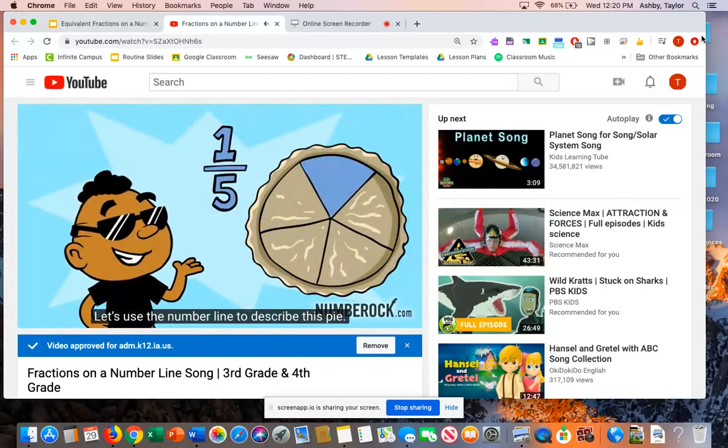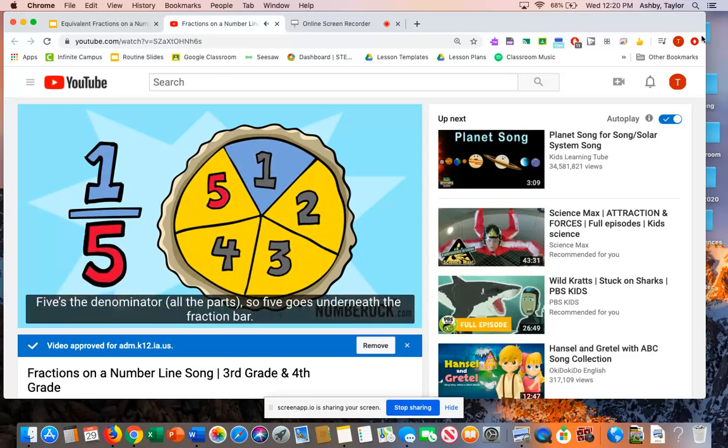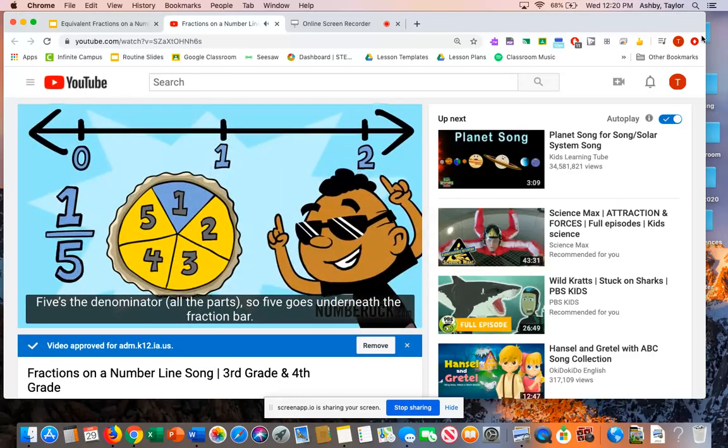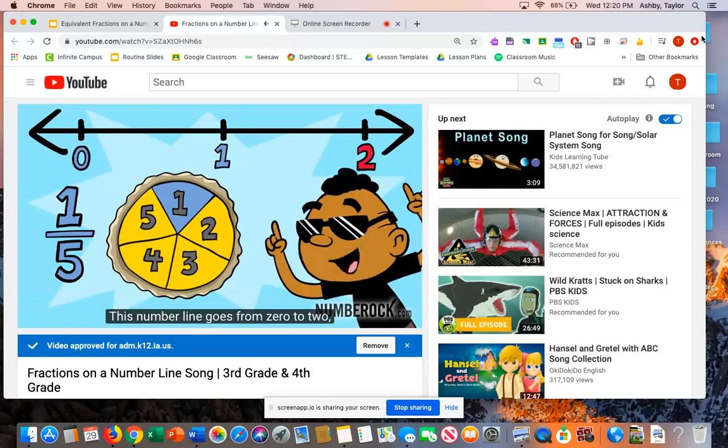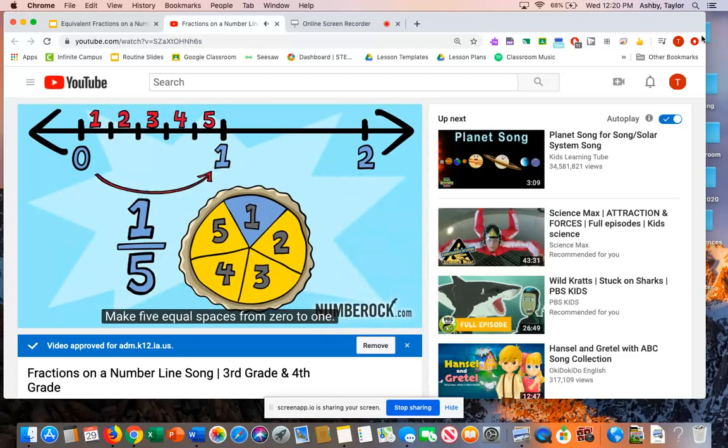Let's use the number line to describe this pie. First, count the total pieces. There are 5. 5's the denominator, all the parts. So 5 goes underneath the fraction bar. This number line goes from 0 to 2, but the fraction's less than 1, so here's what to do. Make 5 equal spaces from 0 to 1.